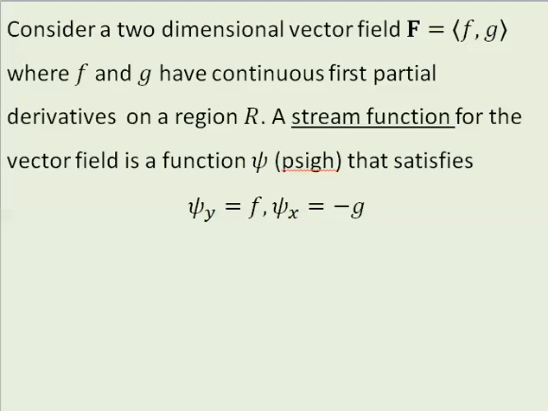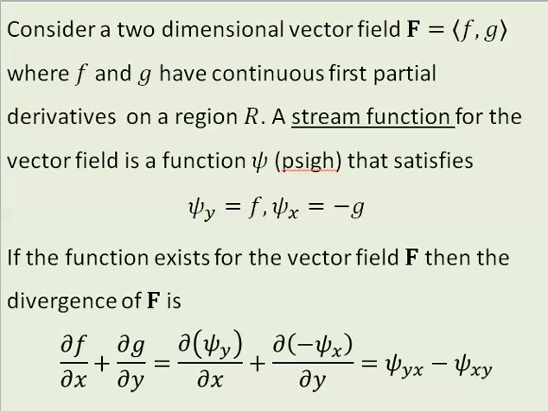All right, consider a two-dimensional vector field where f and g have continuous first partial derivatives on a region. A stream function for the vector field is a function psi that satisfies psi partial y equals f and psi partial x equals negative g. If the function psi exists for the vector field, then the divergence is psi yx minus psi xy.